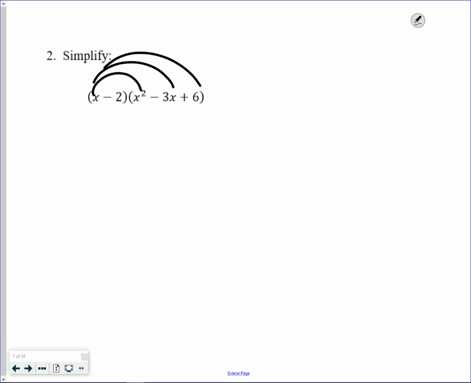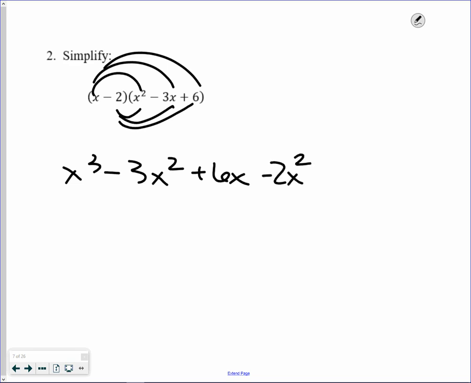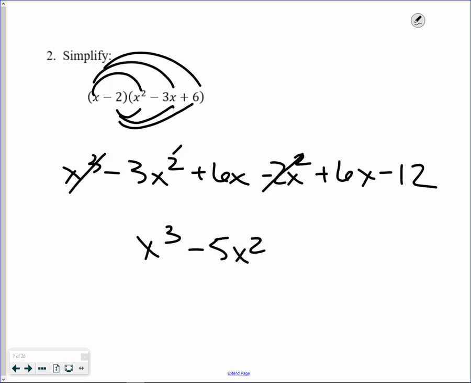x times all 3, -2 times all 3. And again, add the like terms.